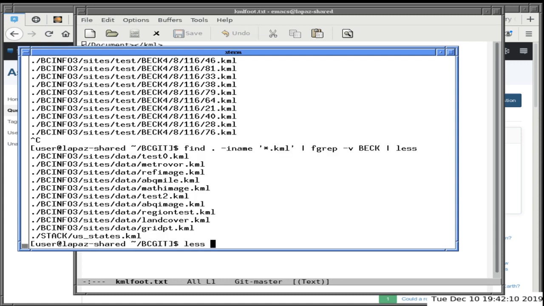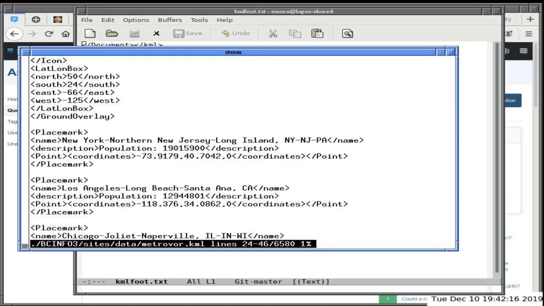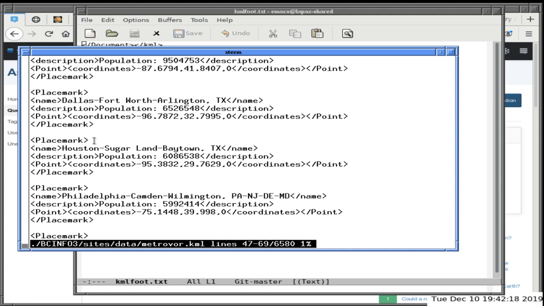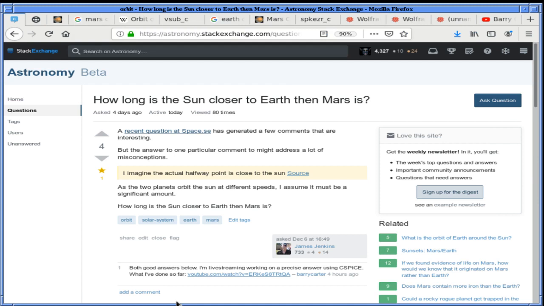Let's look at MetroVor, and I'm going to actually be sort of obnoxious here, because this is pretty much the chunk of what an HTML file is: name, description, point. That's it. I'm going to be a little bit obnoxious here and see if I can show you what this file looks like, because it's part of another project that I will probably never finish, because I am opposed to finishing projects. And I'm going to try to find it here.